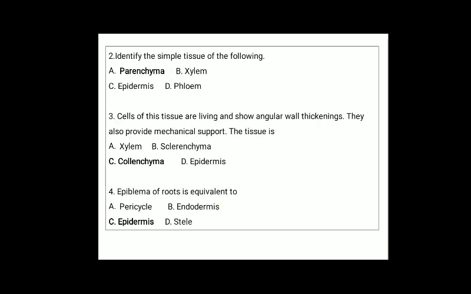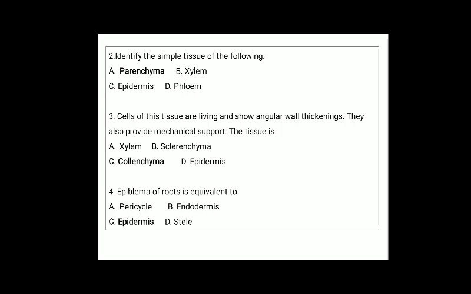Second question: identify the simple type of tissue: parenchyma, xylem, epidermis and phloem. For this, the correct answer is parenchyma, because parenchyma is a simple permanent tissue found in plants, and xylem and phloem are complex permanent tissues, whereas epidermis is a part of the epidermal tissue system.